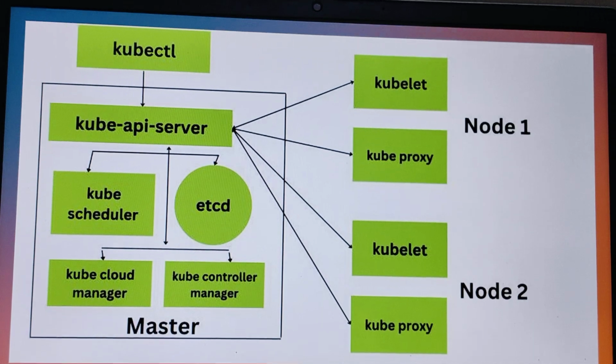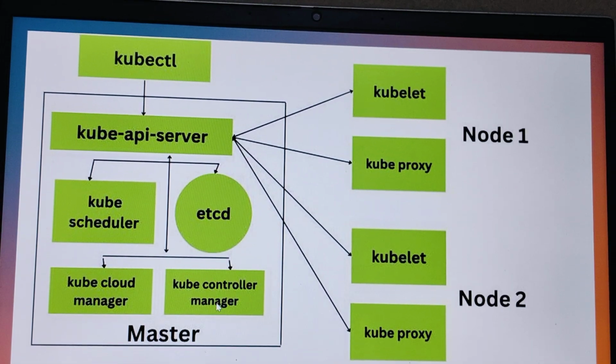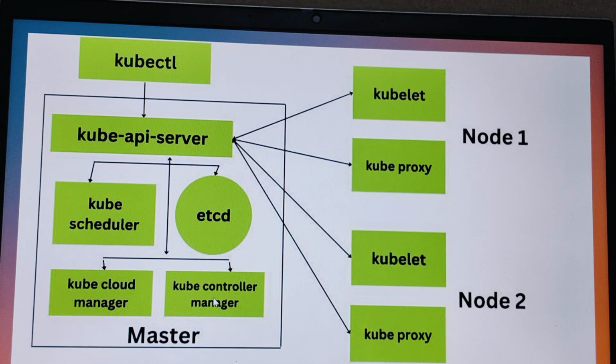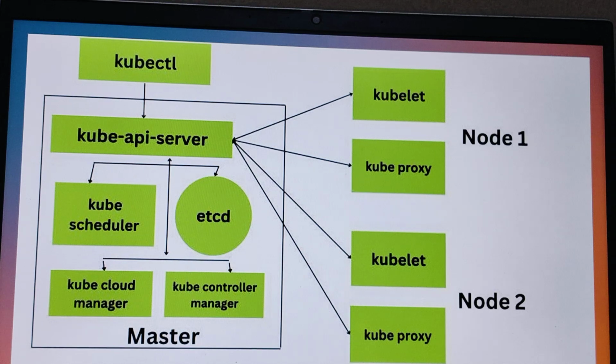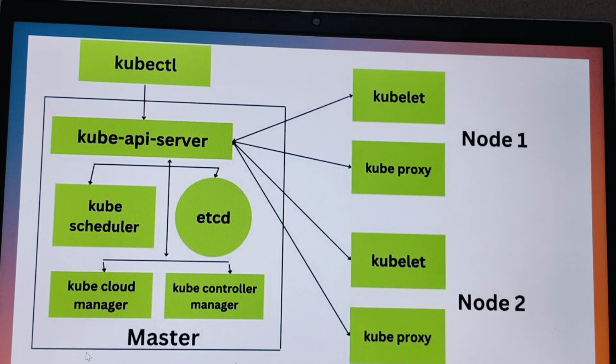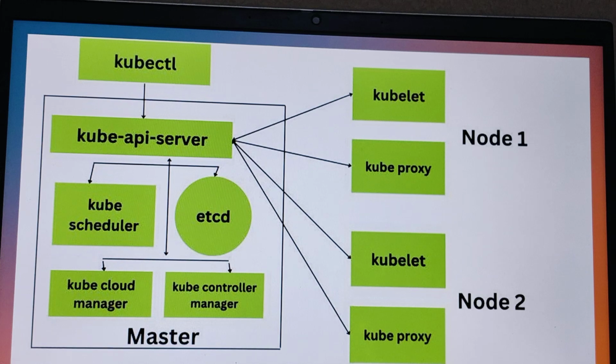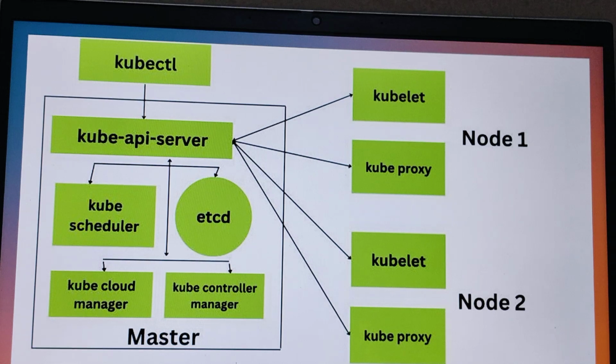The kube controller manager. The kube controller manager is responsible for running the controllers that handle various aspects of the cluster's control loop. These controllers include the replication controller, which ensures that the desired number of replicas of a given application is running, and the node controller, which ensures that nodes are correctly marked as ready or not ready based on their current state.